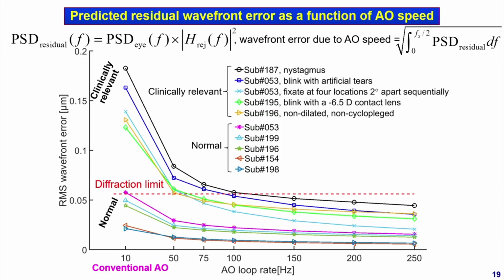Here we show predicted wavefront error as a function of the AO loop rate. We find that conventional AO is too slow to achieve diffraction limited performance in these clinically relevant scenarios. For example, for the eye with nystagmus, which is this black line, AO needs to run at 110 Hz in order to achieve diffraction limited performance averaged over 5 seconds. By contrast, ultrafast AO can achieve the diffraction limit in all these scenarios.